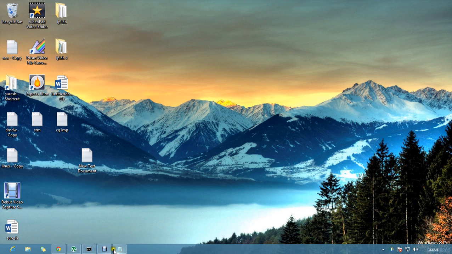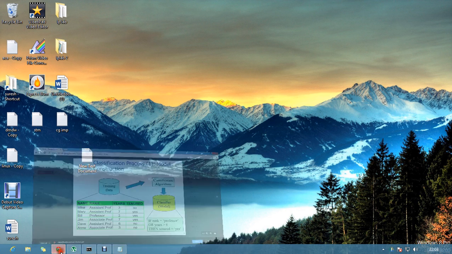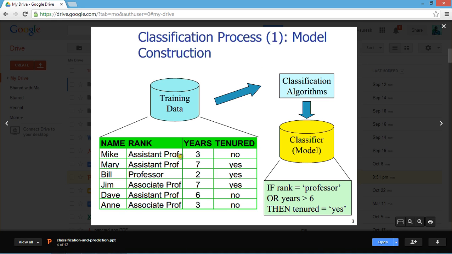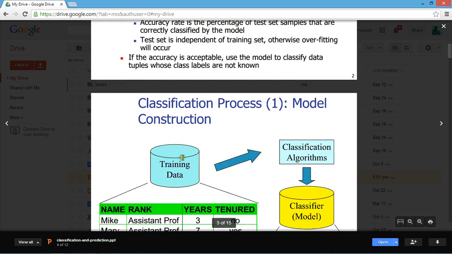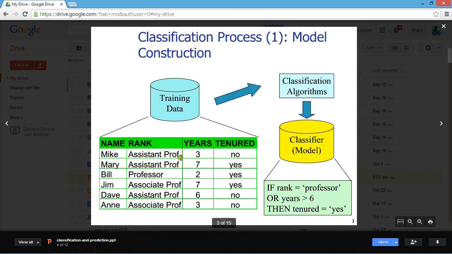So basically, let me take you to the decision tree. How does it actually look? Firstly, let me take an example. This is how the database looks: name, rank, years and tenured. Our main aim is to find out whether the person can be tenured or not.